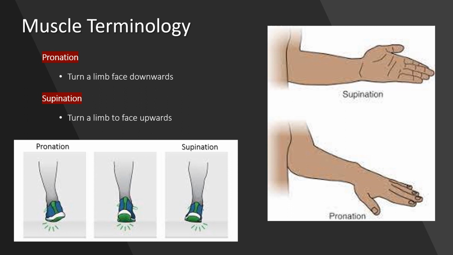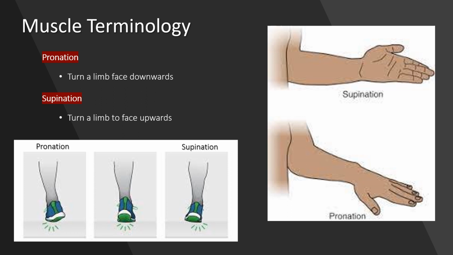Now imagine you have a bowl of soup in your hand. So that is supination. If you turn your hand over, that bowl of soup is prone to spill. So that is pronation. And this can apply to lots of different parts of the body.